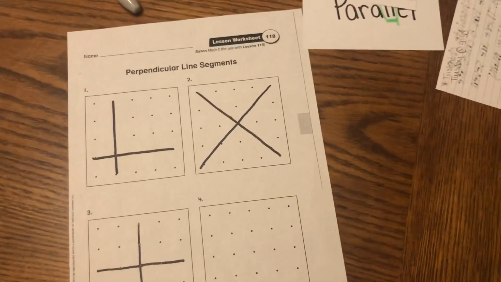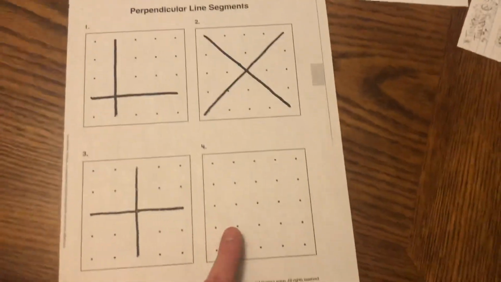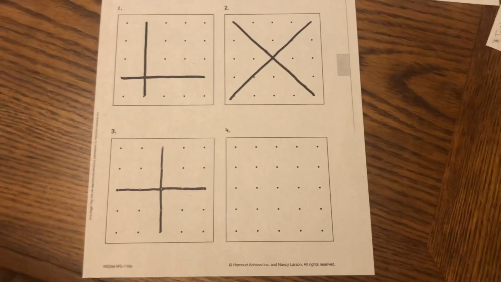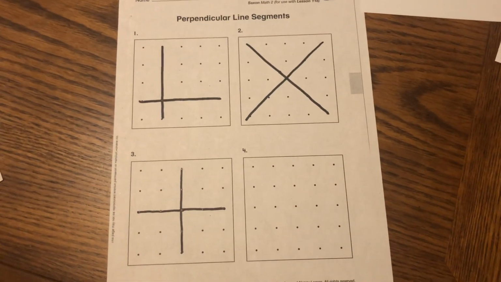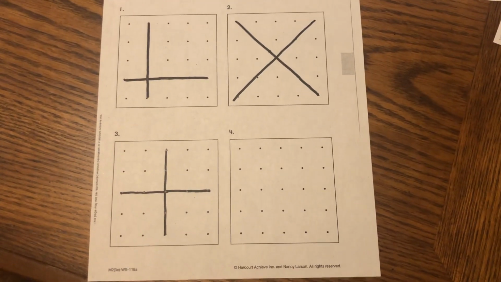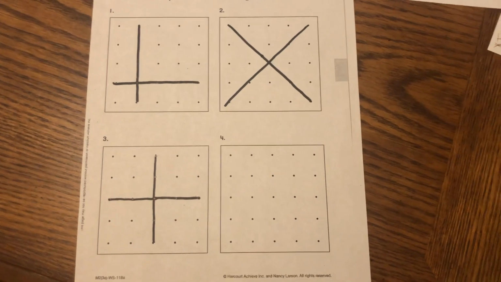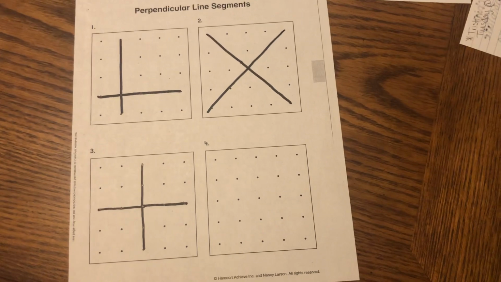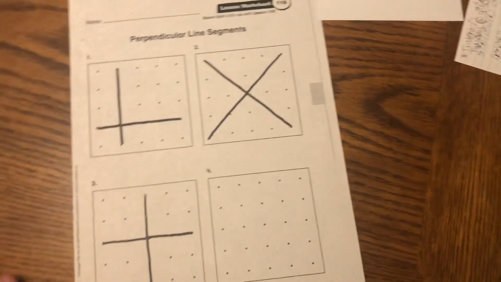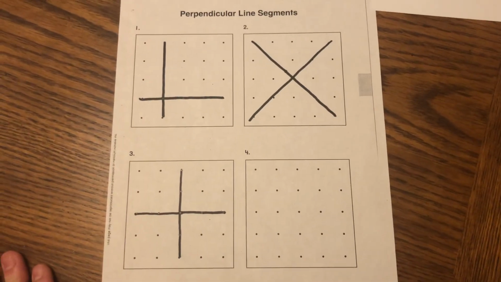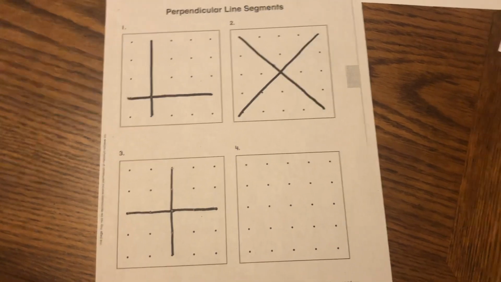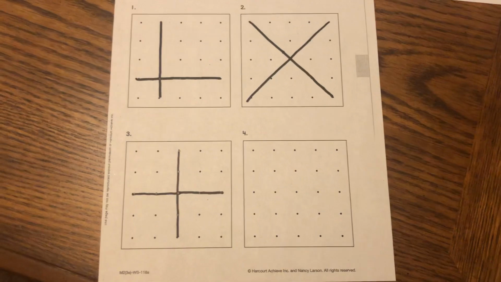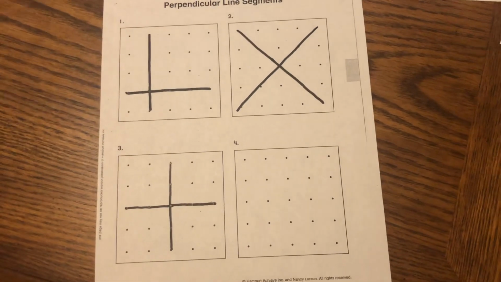All right, you should be done drawing 1, 2, and 3, and I left 4 blank for a reason. I want you to either look around your house and see if you can find your own example of a perpendicular line segment, or make one yourself. But remember, to check a perpendicular line segment, it has to have a right angle, so you need to check it with the corner of a piece of paper. Okay, so that is our lesson for today.